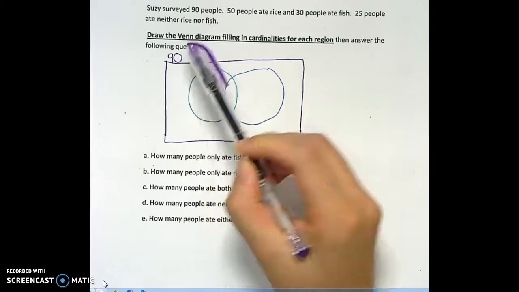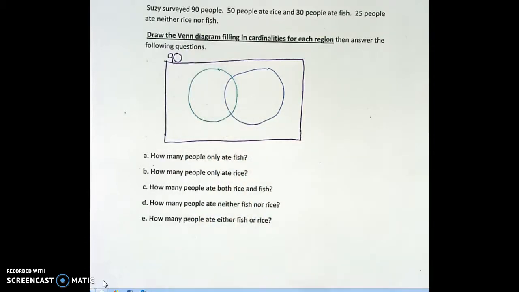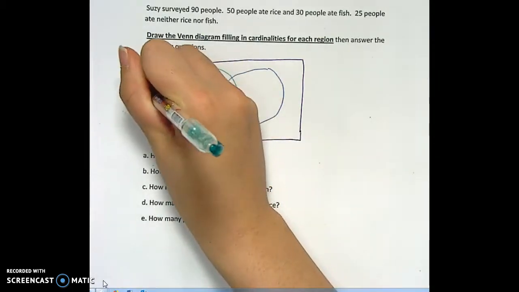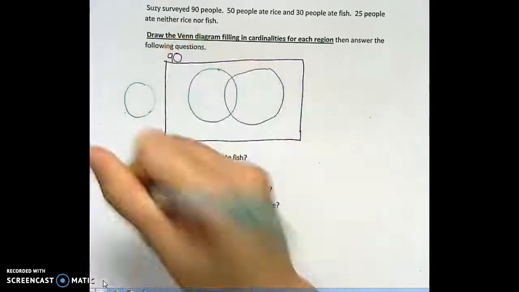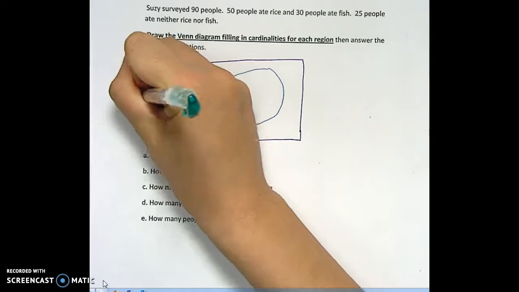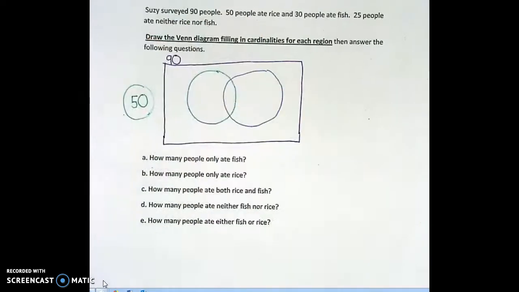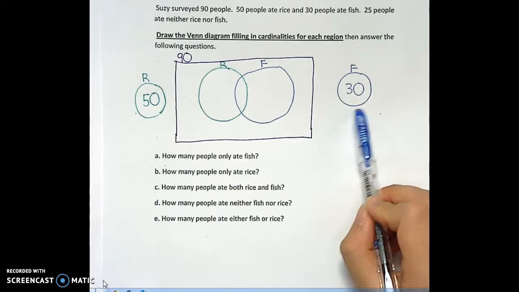Next we've got the 50 people who ate rice. Where should we put those? Over here. Over there so we don't get confused with that whole overlap thing. Okay, so 50 people ate rice. And then let's deal with the 30 people who ate fish. Where are you going to put that? Yep, that's where the fish should go.